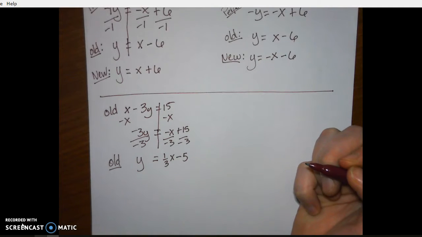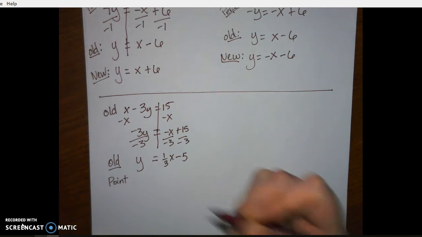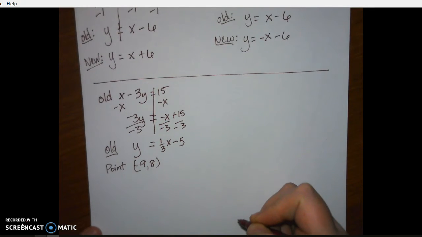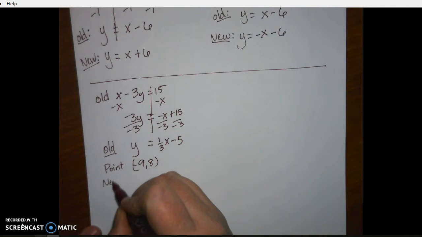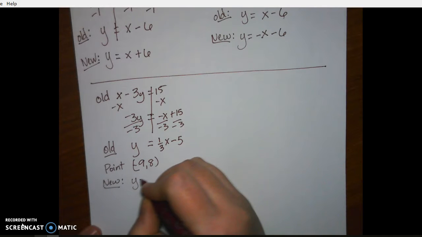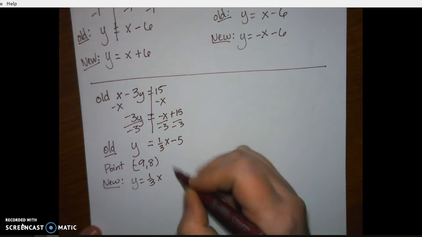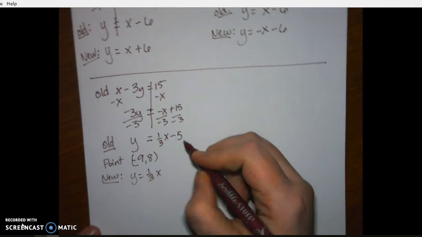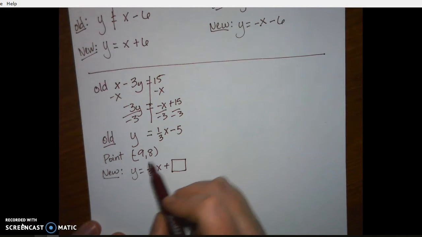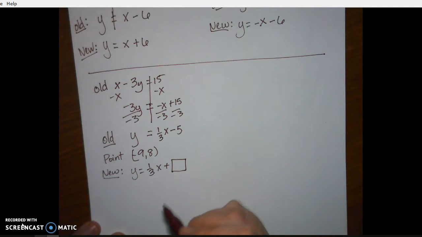Okay, but my point for my new line that I have to go through is -9, 8. Okay, well that's okay. Here's my new line. That's where it's going to go. I know it's going to be y equals, I know my slope stays the same, but what I don't know is my b. Okay, I don't know this part. So I'm going to plug in these two right here so I can solve for this.